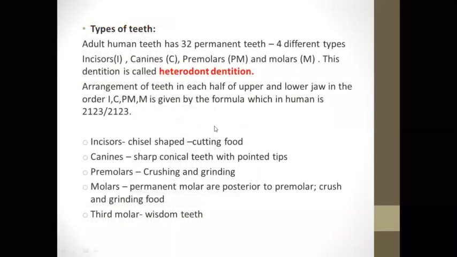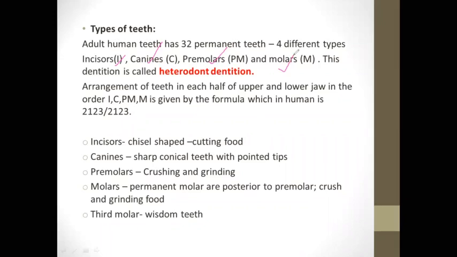Now one could see that we have different types of teeth. So this is also an important question: what is the structure of teeth and what are the types of teeth, when you take the concept of digestion and absorption. An adult human has 32 permanent teeth, and we have four different types, right? One will be the incisors, then we have the canines, premolars, and then the molars.